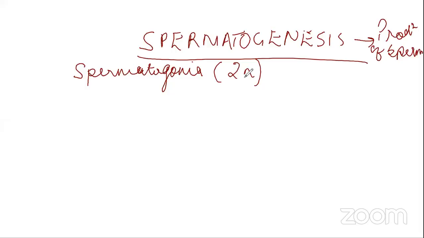So first step, what happens? You know where it is present, on the inner wall of the seminiferous tubules. So they undergo mitotic divisions. You know about mitotic divisions, right? Mitosis is an equational division that helps in the production of cells where the chromosome number doesn't change. So from one cell you get two cells, but their chromosome number doesn't change. All right.